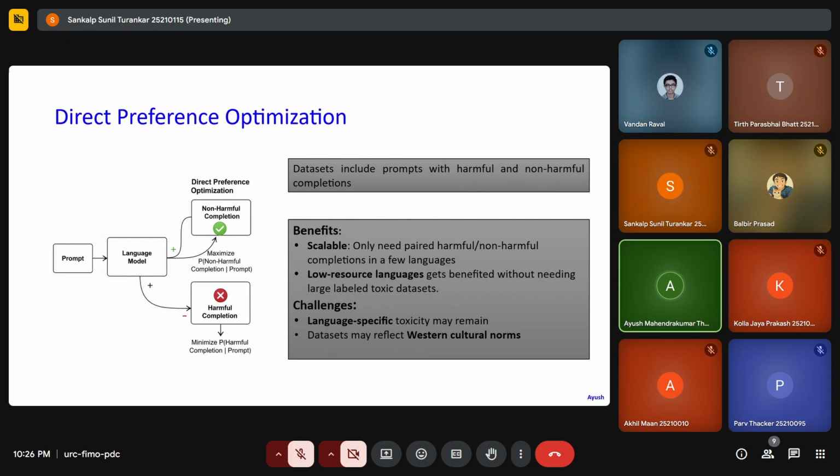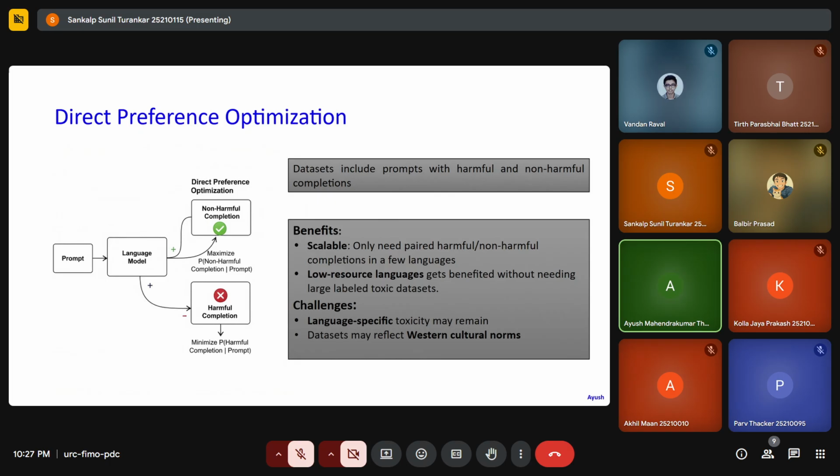Second method is direct preference optimization. In this, a dataset is given with prompts and harmful versus non-harmful completions, and after fine-tuning, the model will maximize the probability of non-harmful completions given the prompt and minimize the probability of harmful completions per prompt. The benefits are, it's scalable because we just need one pair of harmful and non-harmful completions. Second, it is very good for low resource languages like Gujarati, Hindi, Telugu, and all.